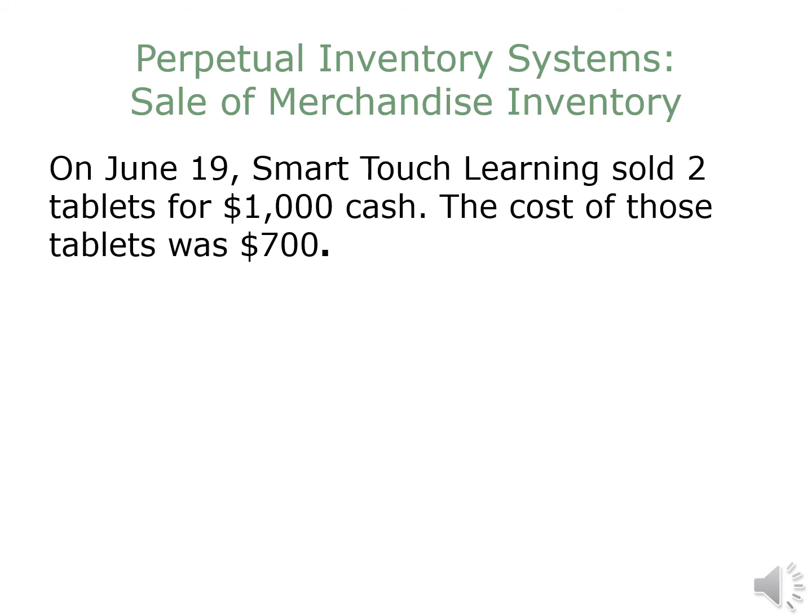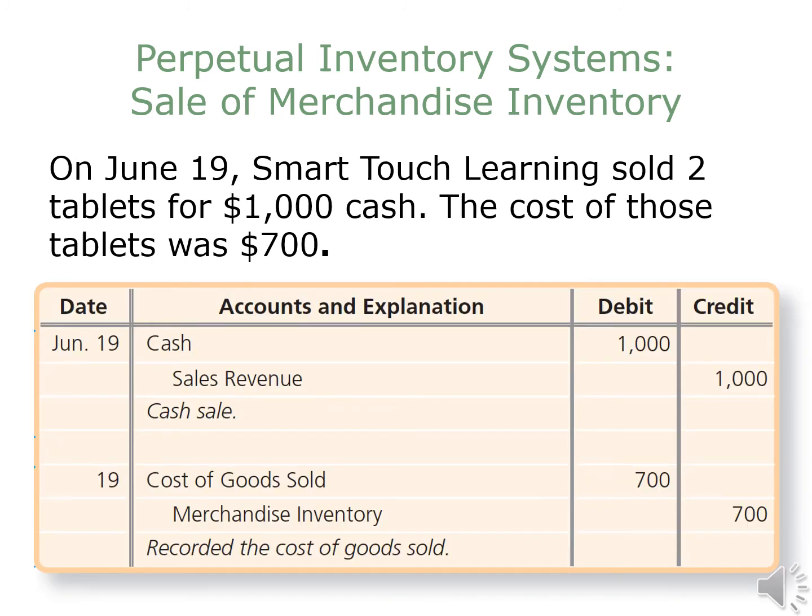When we sell things as a merchandise inventory company, we have to record both the reduction of our merchandise inventory and the sale of the merchandise inventory. First, let's post the sale. Since this was a cash sale, we will debit cash for $1,000 and record sales revenue for $1,000 credit.